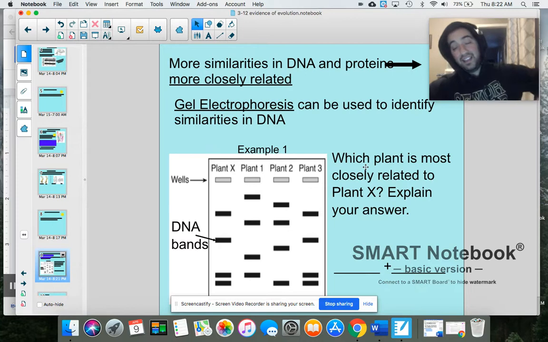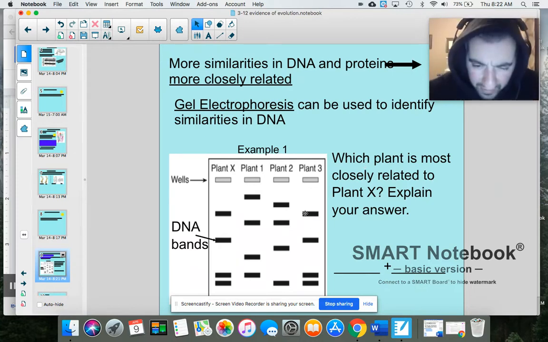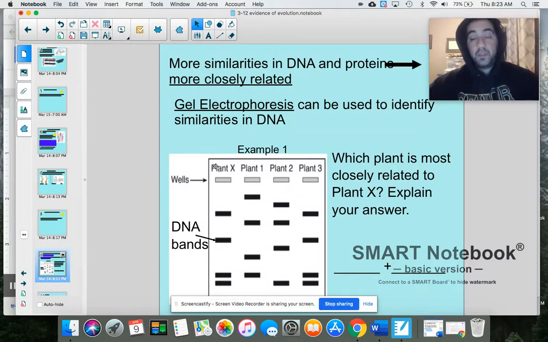Now let's look at plant 3. All right. Take a look at this DNA band. It is close to the first DNA band of plant X. If you take a look at the second one over here, it's close. And then the last two are over here, right? So plant 3 DNA bands are closely related to plant X. All right, so you were right. Plant 3 is most closely related to plant X because they have similar DNA bands.